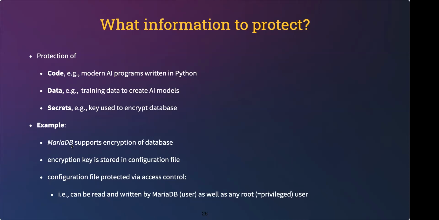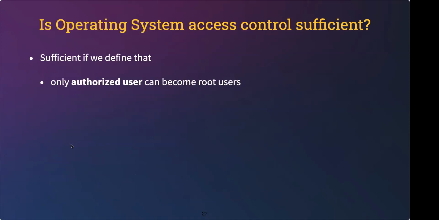But if I'm the adversary and I have root access on your machine, I can just read that file. I don't care about this access control. Worst case, I change the access control as a root user and read the configuration file from MariaDB, and I can then read the data, decrypt the data, whatever is in there. It is not protected from me as a root user.